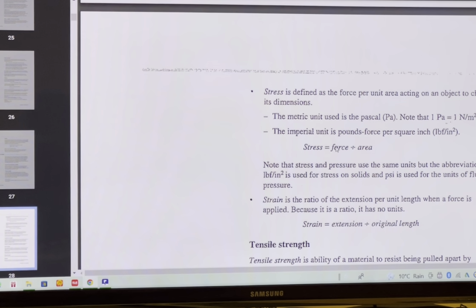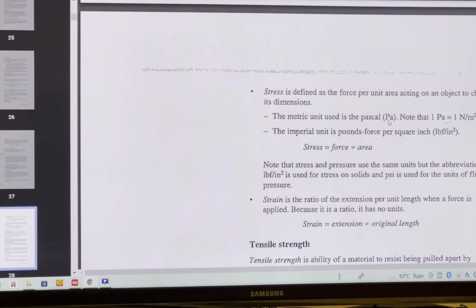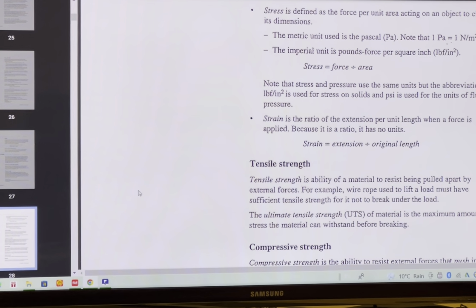That is stress. Stress is the force divided by area. Remember, I'm talking about PSI. You should remember this formula, take your ball pen and read it by yourself. Note that stress and pressure use the same unit, but the abbreviation is different. Again, very important: LBF per square inch is used for stress on a solid, and PSI, remember, what is PSI?